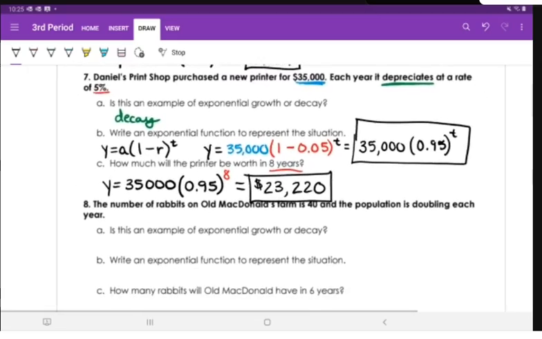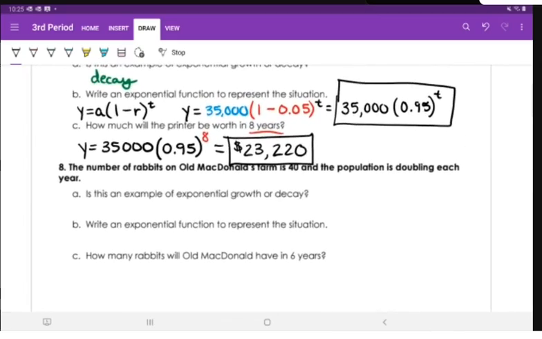Now, the last problem, I think this one's really fun. The number of rabbits on Old MacDonald's farm is 40, and the population is doubling each year. So rabbits are well known for multiplying quickly. They are prolific breeders. So we should expect their population to increase pretty rapidly. This problem is suggesting that it's doubling.